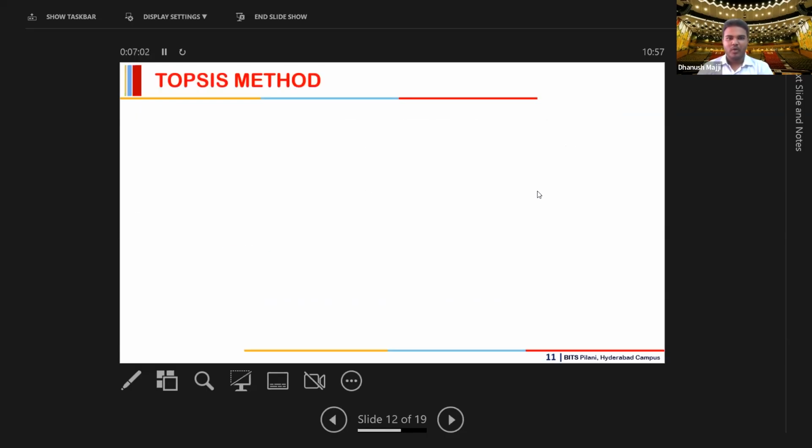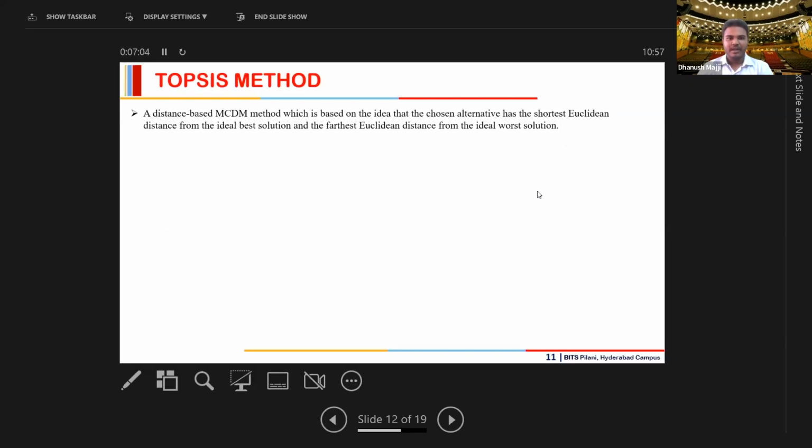Now let us have a detailed look at the TOPSIS method. It is a distance-based MCDM method, which is based on the idea that the chosen alternative has the shortest Euclidean distance from the ideal best solution and the farthest Euclidean distance from the ideal worst solution. Now let us have a detailed look at the step-by-step procedure.